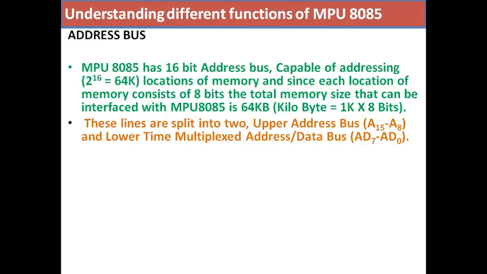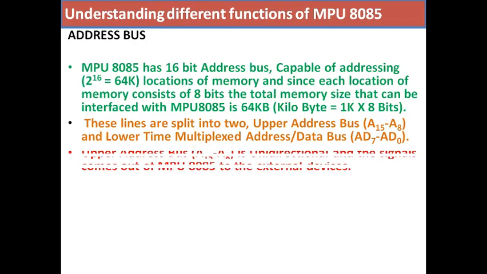Well, the address bus is presently being split into two. One is called the upper address bus, that is pin number A15 to A8, and the lower time multiplexed address bus, which serves a dual purpose, one as address, another as data bus, and we will designate this as AD7 to AD0.